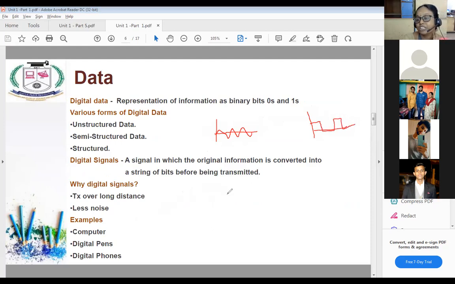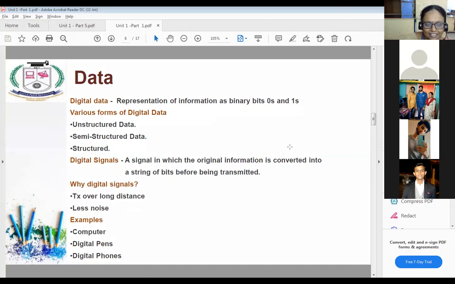Why are digital signals very popular in communication? They can transmit over a long distance and there will be less noise. When I take an analog signal, it has a frequency, so the normal noise frequency also gets superimposed on the analog wave. That's why digital signals are very popular for sending over a distance with less noise. Examples are computers, digital pens, digital phones, and so on. So these are all about data.